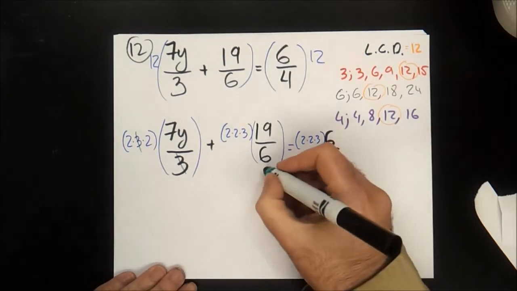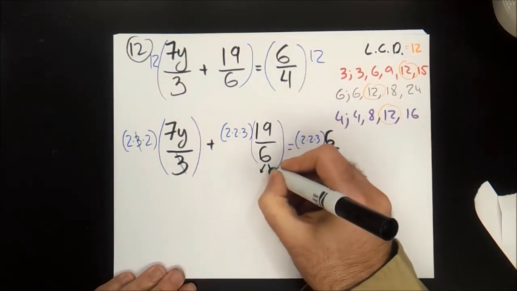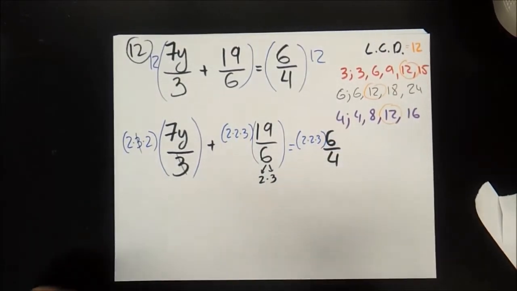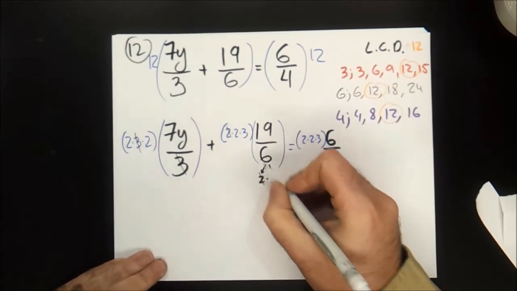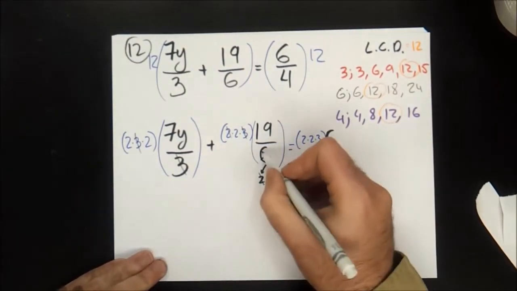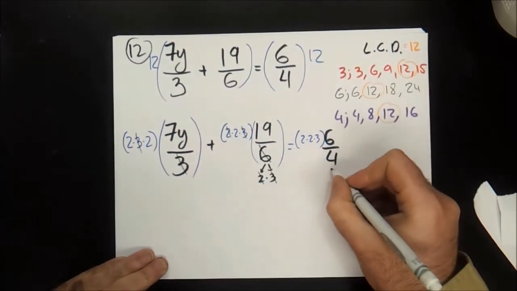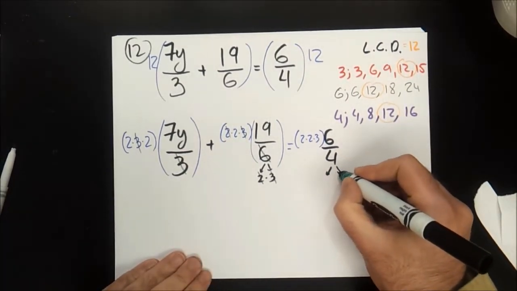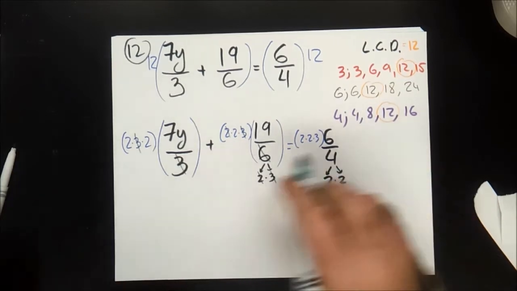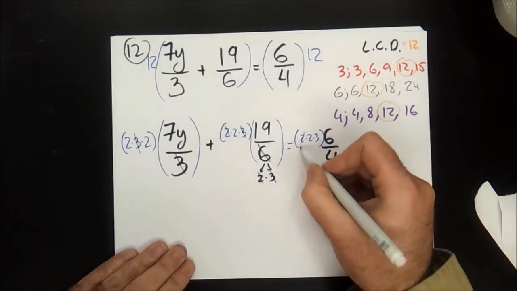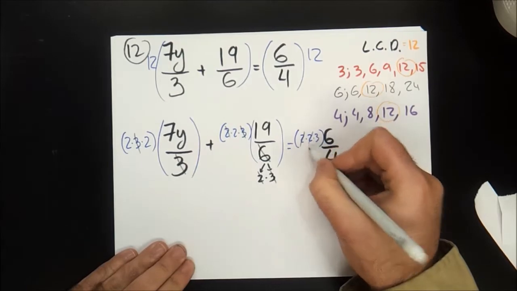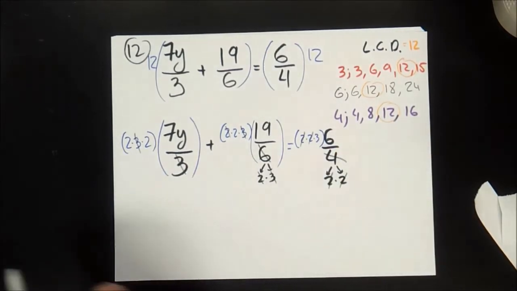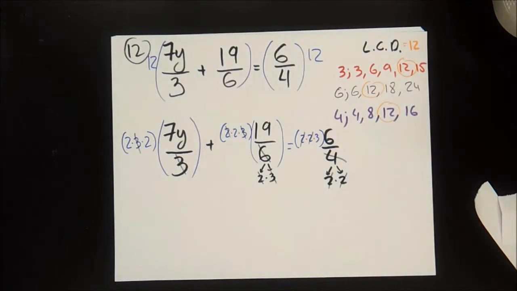Here, this 6, I can break that down into 2 times 3, right? I can. So I can cancel out 2, 2, 3, 3. So that entire 6 is gone. This 4, I can break that 4 down into 2 times 2. 2, 2, 2, 2. So this entire 4 is gone. There's nothing left there. So what is left?